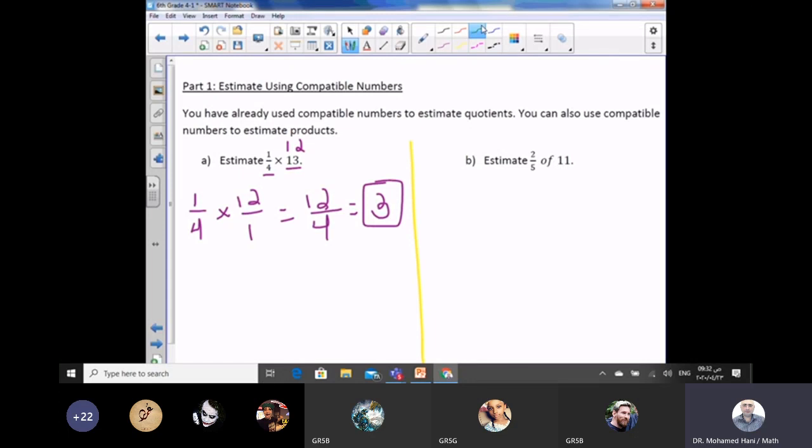Letter B. Estimate 2/5 of 11. What number is closest to 11 that's a multiple of 5? That would be 10. So we are doing 2/5 times 10. And again, we want that over 1 to make it a fraction. Multiply across. 2 times 10 is 20. And your denominators, 5 times 1 is 5. Fractions are division, so 20 divided by 5 is 4.